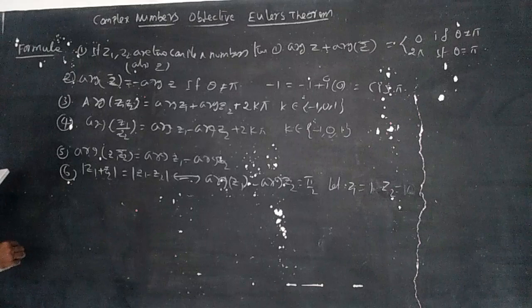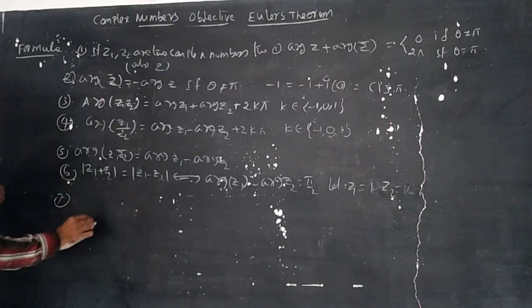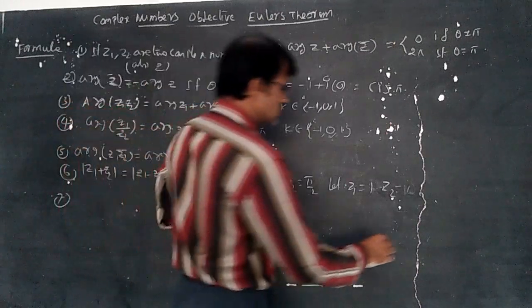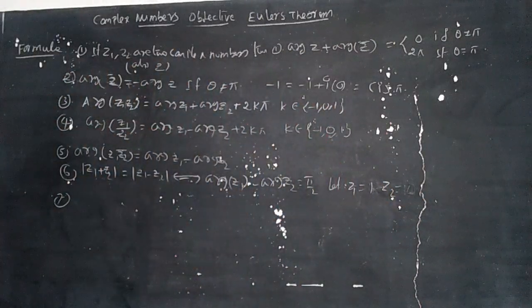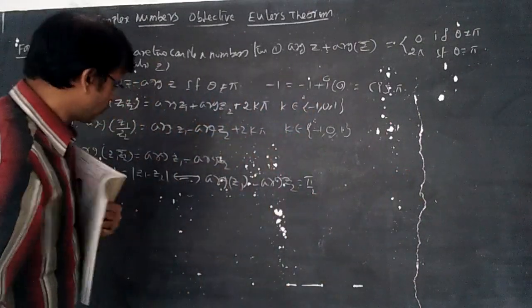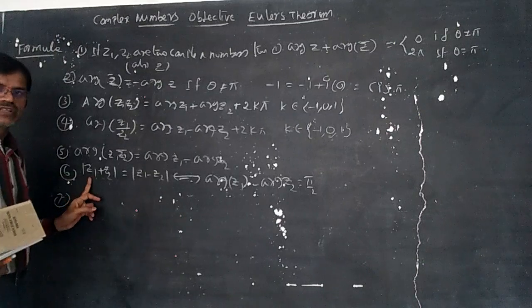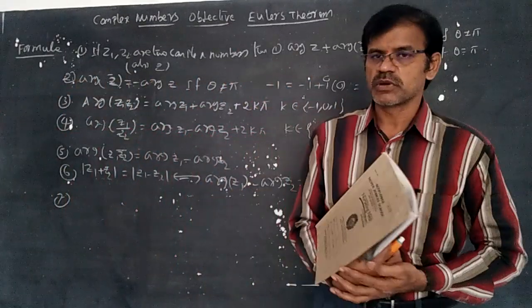Of course, the proof is easy. A shortcut is not possible; everything depends upon the sum only. If you want to do the proof, simply try it yourself. z1 is equal to r into cos theta 1 plus i sin theta 1, and z2 is equal to r into cos theta 2 plus i sin theta 2.